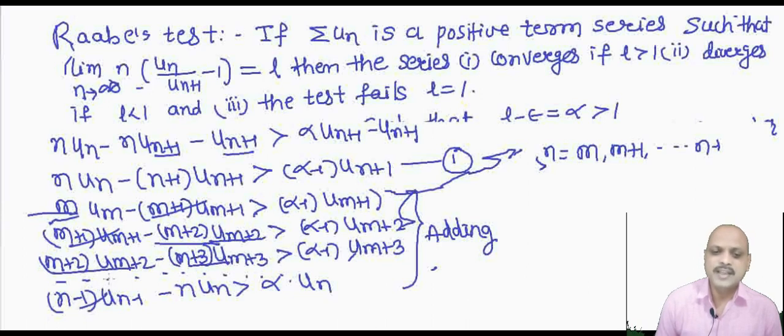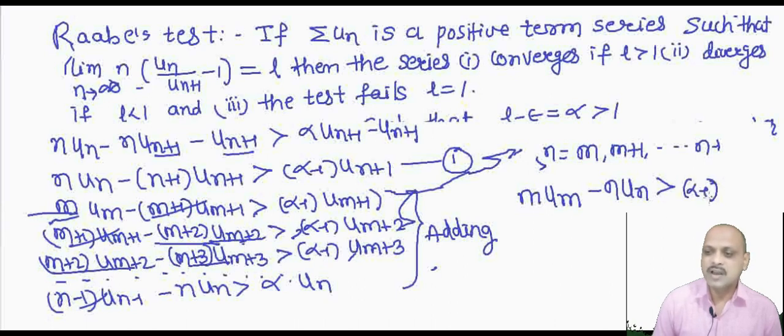Every term will get cancelled on the left, and we remain here with m into u_m minus n into u_n, and this will be greater than, on the right you can see that here alpha minus 1, alpha minus 1, alpha minus 1. We take alpha minus 1 as a common factor, alpha minus 1 into, you can see that we have u_m plus 1 plus u_m plus 2 plus up to u_n.